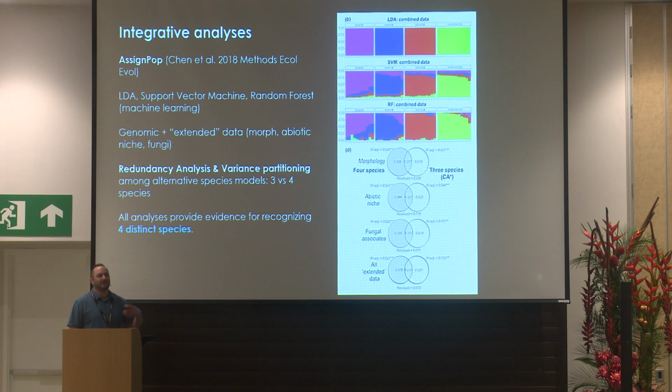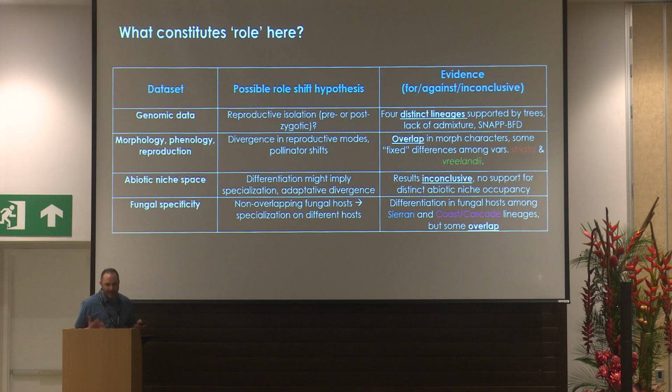But there's a problem. Based on our species concept, we haven't identified any fixed differences in any of the extended data besides genomic data. To summarize, we found evidence for 4 genomic lineages. I'm stopping short of calling them species. In terms of morphology, phenology, reproduction, and abiotic niche data, we've basically failed to find truly fixed differences for any of these 4 lineages because we see overlap in pretty much all of them. So we're going to stop short and not call these separate species.